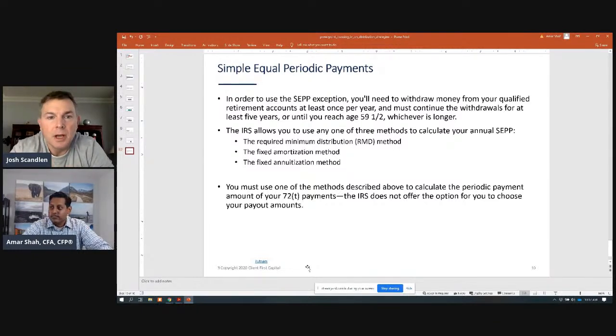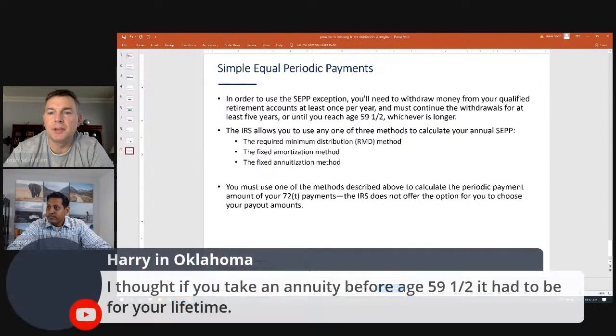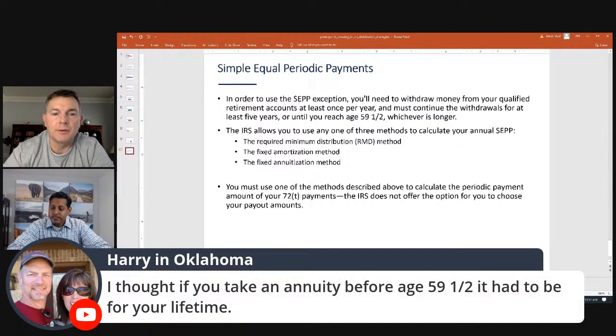That's crazy. What else we got? Boilerplate, right on, Mark. Right here. So then Harry said, I thought if you take an annuity before 59 and a half, it had to be for your lifetime. Yeah, I remember Harry actually emailed me that before. Have you heard that before? I hadn't heard that. I couldn't find any confirmation on it.